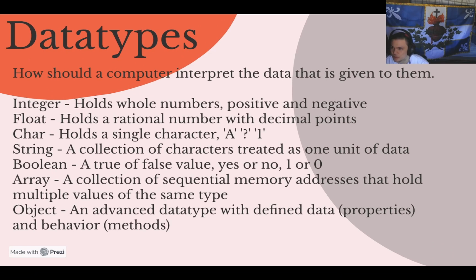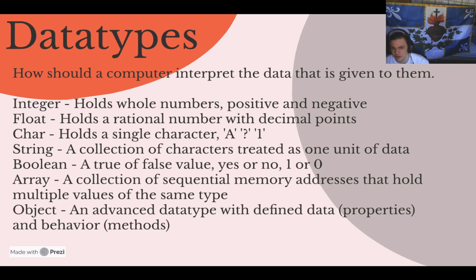Alright, now we're going to talk about data types. How should a computer interpret the data that is given to them? Because we talked about how computers store all their data in binary, so it's just a bunch of ones and zeros. So how can we differentiate between the ones and zeros? So here's a list of possible data types. The first one being an integer, which holds whole numbers, signed or unsigned. Next we have a float, sometimes called a double or a decimal. It holds a rational number with decimal points.